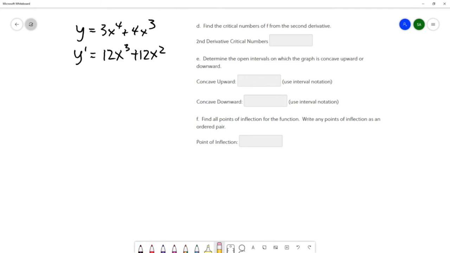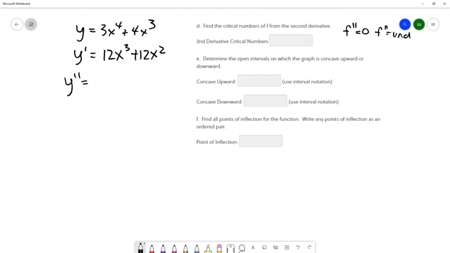So we're going to continue working with the same function, y equals 3x to the 4th plus 4x cubed. But now we're going to be finding the critical numbers of f from the second derivative. So the critical numbers for the second derivative will be where the second derivative is equal to 0 or undefined. So we've already calculated the first derivative. Earlier it was 12x cubed plus 12x squared. And now we'll calculate the second derivative.